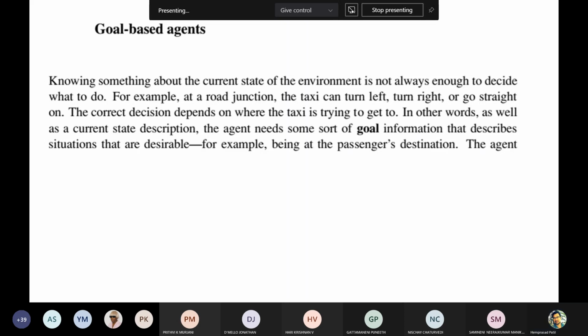Here, the agent needs some sort of goal information that describes situations that are to be completed. For example, being at the passenger's destination. So say a passenger books the cab, and this cab takes the passenger and reaches a certain destination. So that is one of the desirable things from a goal-based agent.